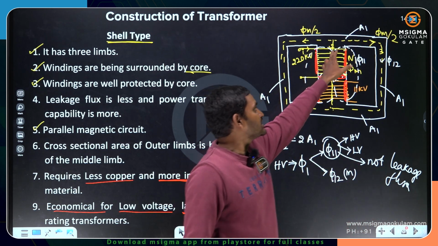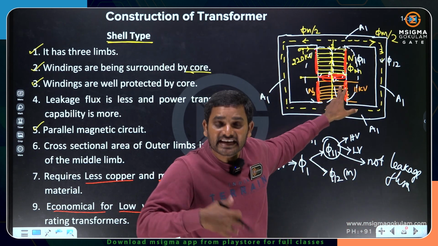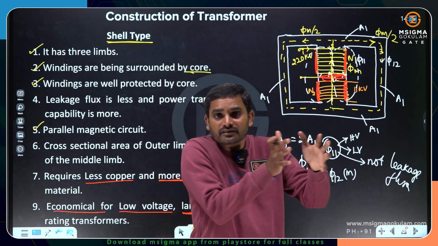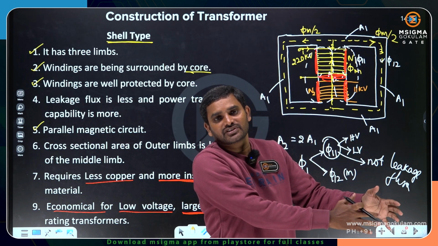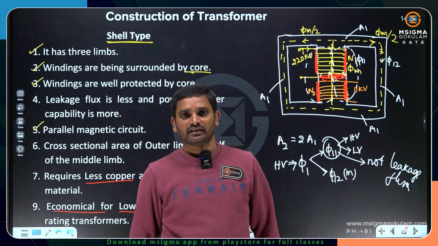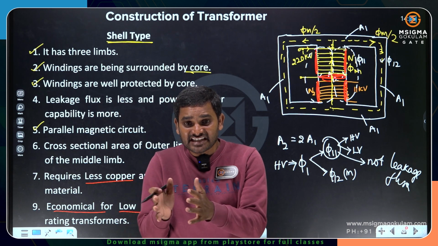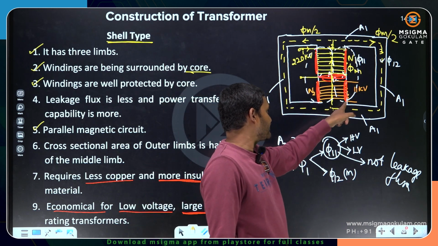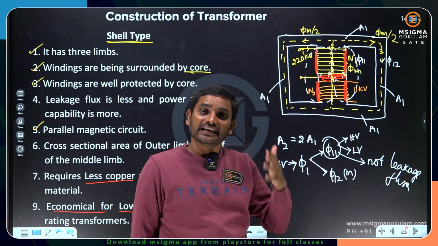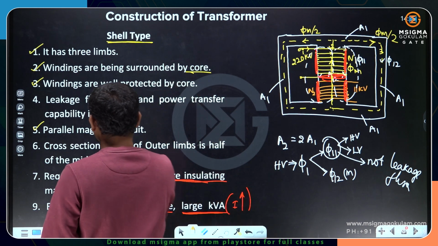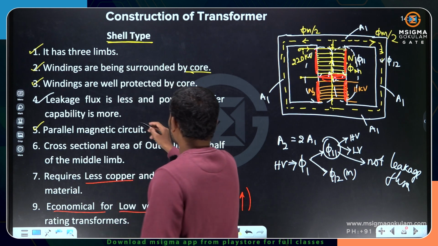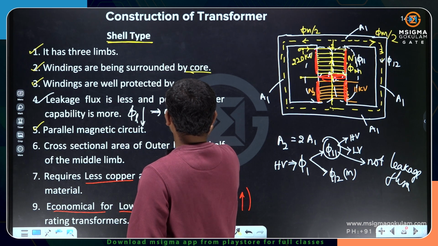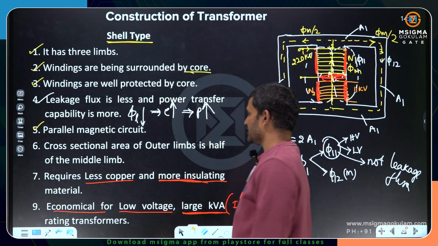Why? Because this phi 11 is linking with N2 and creating an induced EMF, a mutual induced EMF. Whatever flux doesn't participate in the production of mutual induced EMF is leakage flux. But here phi 11 is linking with N2. That's the reason why leakage flux is minimized. So leakage flux lines are less here, and if leakage flux is less, EMF is going to be more. If EMF is more, power transfer capability is going to be more.